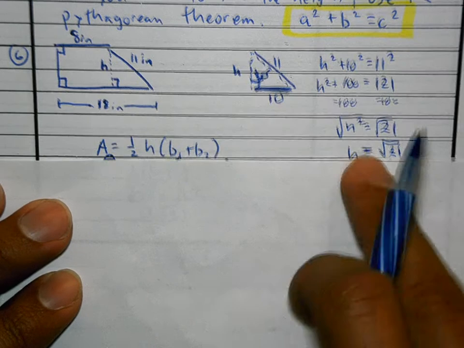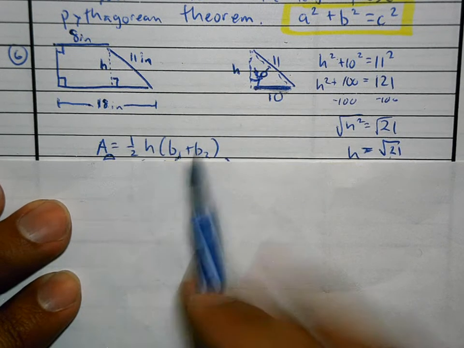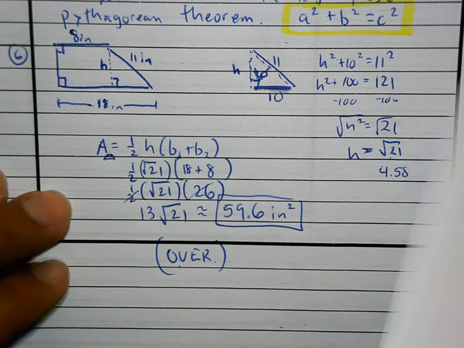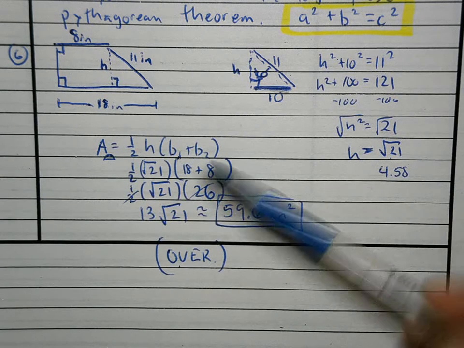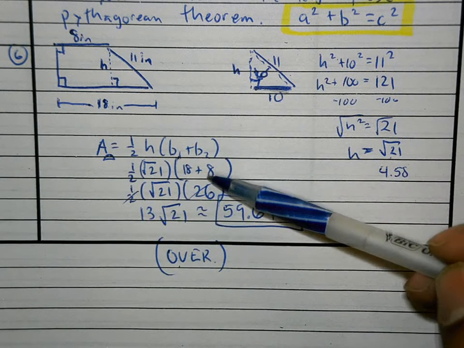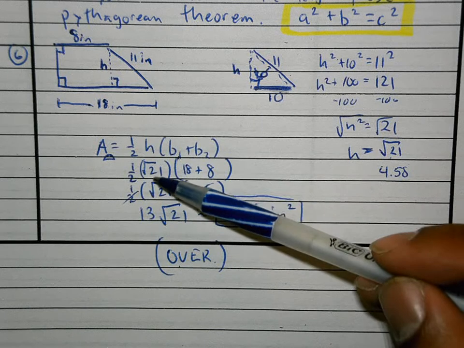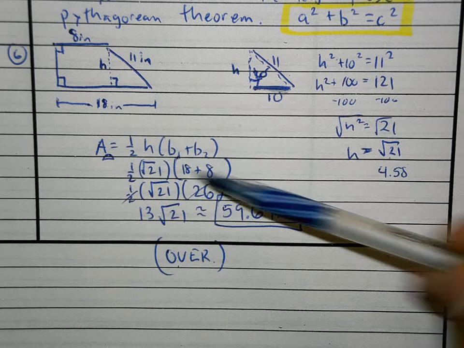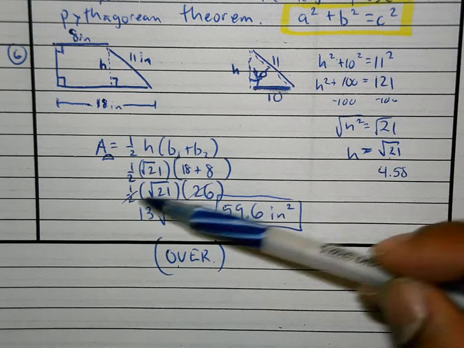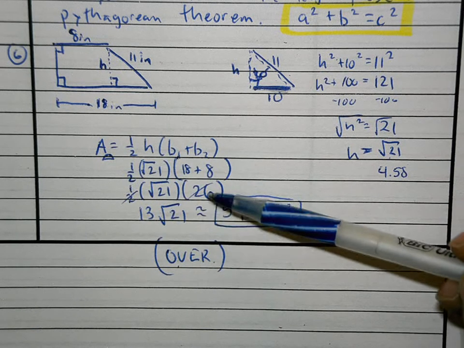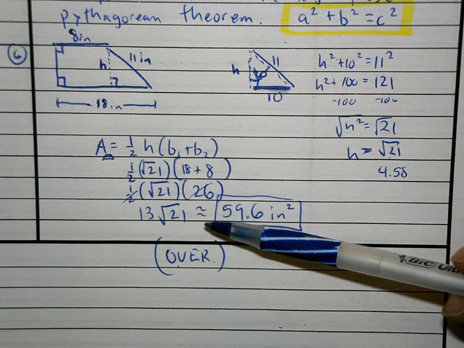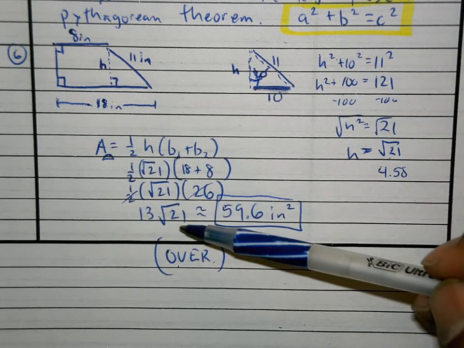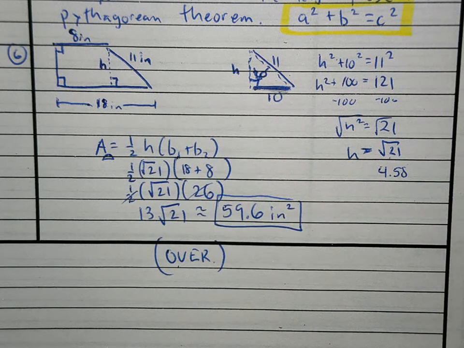Once I find my height, then my B1 and my B2 are pretty simple to plug in. I plug in 18 and 8 for my base 1 and my base 2. My height was root 21, which is about 4.58. Sometimes I don't plug it in until the very end. I could do half of 26, and then I can do 13 times root 21. And I get that the area of that particular shape was 59.6 inches squared.